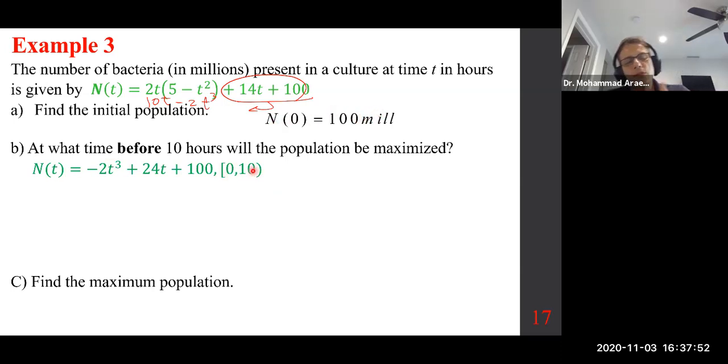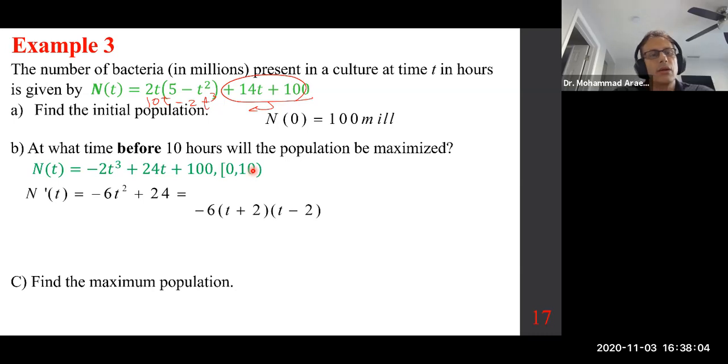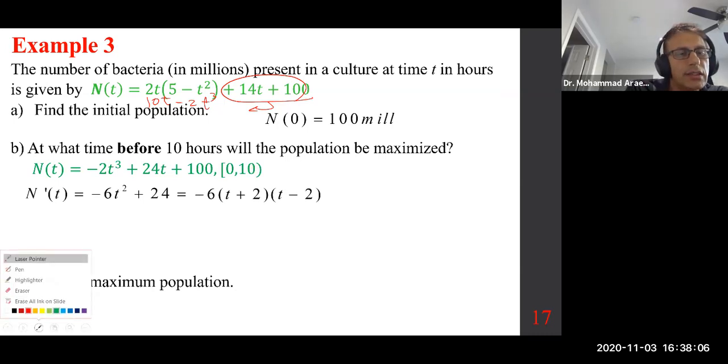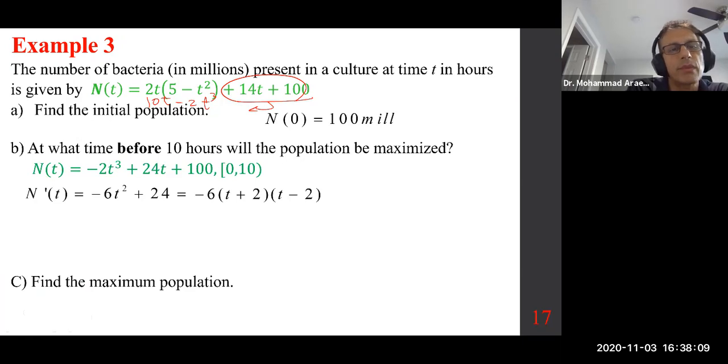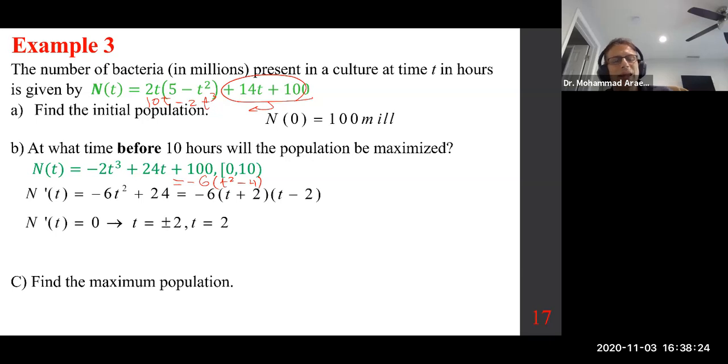Now the rest, let's do the first derivative test by finding N prime, setting it equal to 0. Minus 6t squared plus 24. And I hope you see that this is a simple case because you have to say, okay, let's write it here, equals minus 6 times t squared minus 4, which is t plus 2, t minus 2. There are two answers. And as you can see, from 0 to 10, we can only use t equals positive 2.